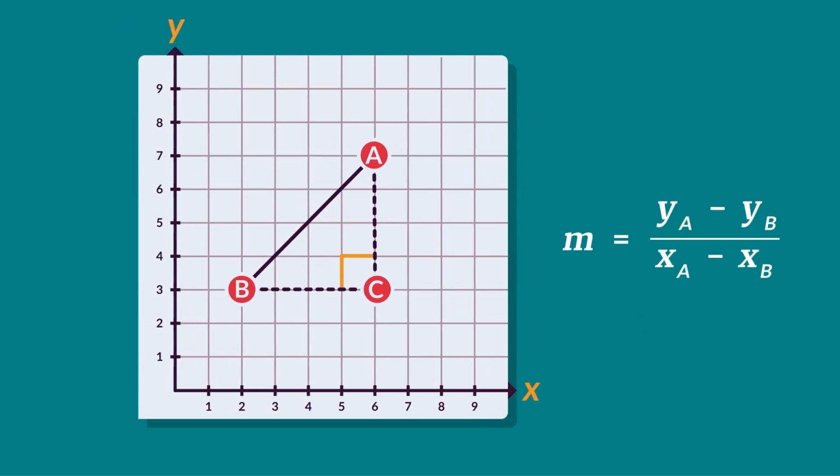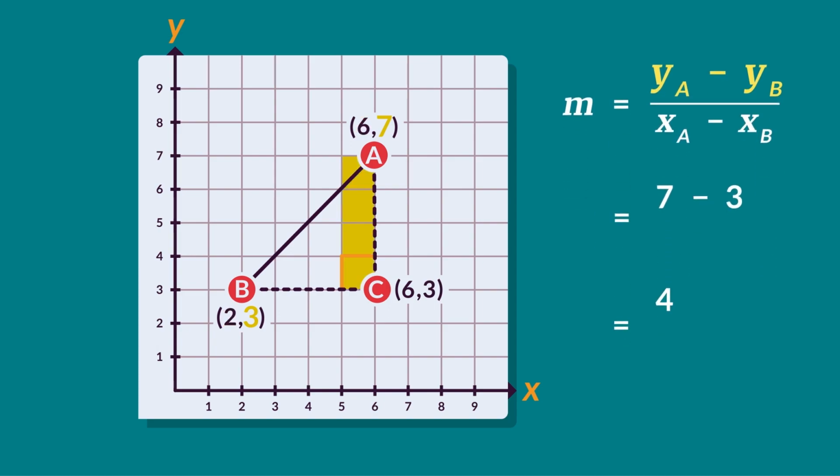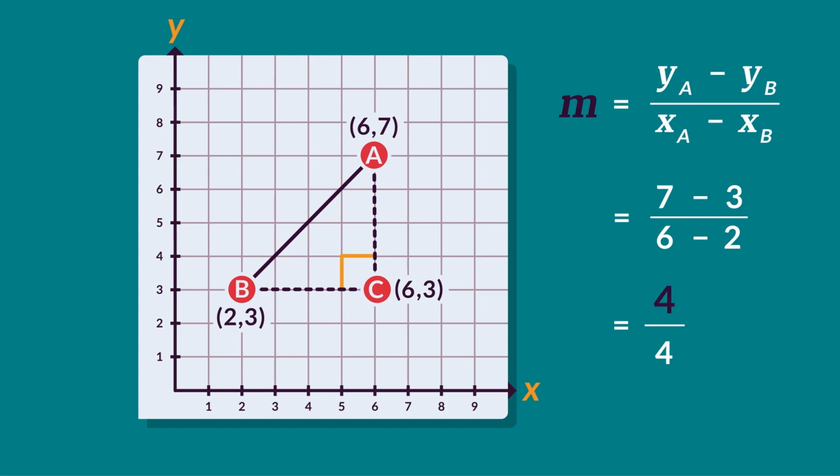For example, what is the gradient of the line segment AB? The endpoints are A at (6, 7) and B at (2, 3). The formula is the difference between the y values divided by the difference in the x values. The difference in the y values is 7 minus 3 equals 4. The difference in the x values is 6 minus 2 equals 4. So the gradient is equal to 4 divided by 4, which is 1. It is very important to use the coordinates of the points in the correct order to get the sign of the gradient right.